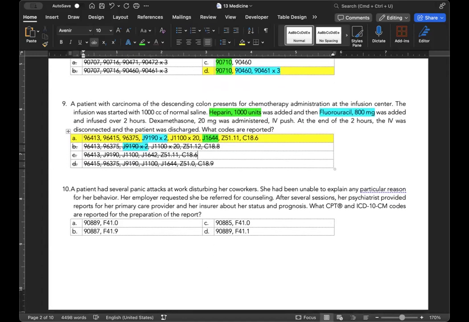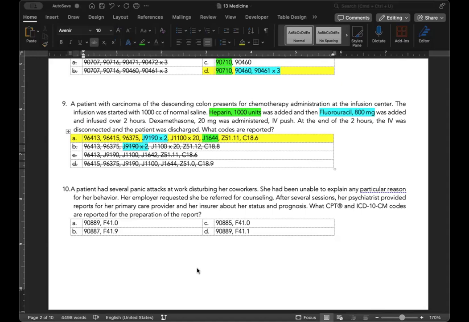Okay. So let's do number 10. Patient has had several panic attacks at work and has disturbed her coworkers. She has been unable to explain any particular reason for her behavior. Her employer requested that she be referred for counseling. After several sessions, the psychiatrist has provided reports for her primary care provider and her insurer about her status and prognosis. So what CPT and ICD-10 codes should be used for the preparation of the report?